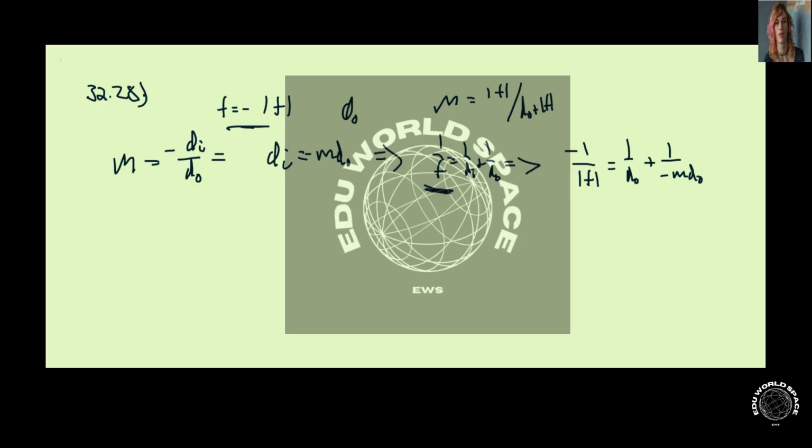Okay, so now let's solve this for m. To do that, let's first subtract off the object distance like this. This is equal to negative 1 over m d naught. And now we can invert this and then multiply by d naught, and we should be left with m equals this plus the object distance. Cool. That's exactly what we wanted.